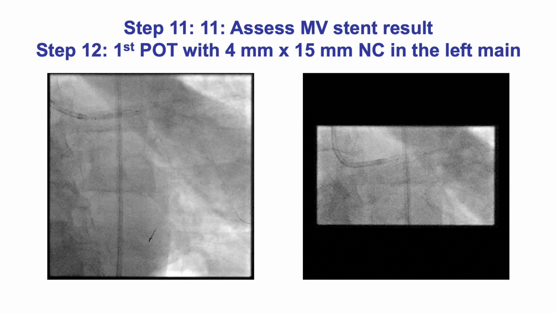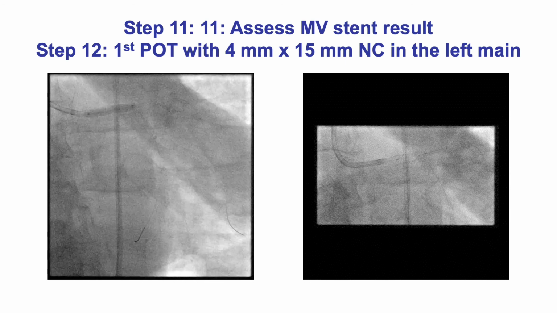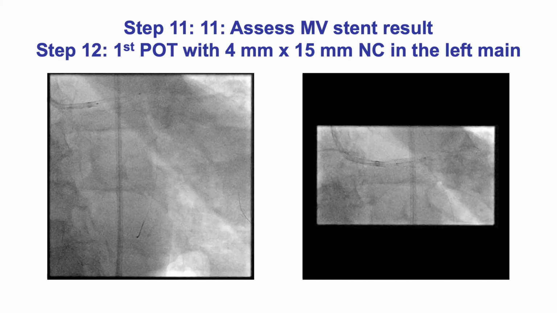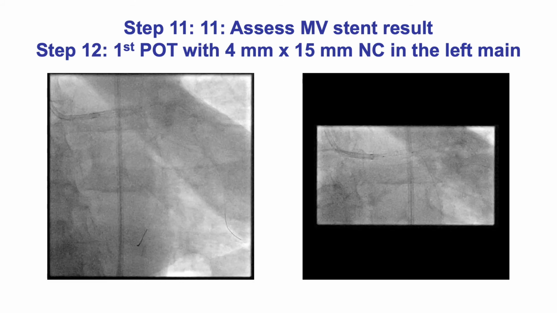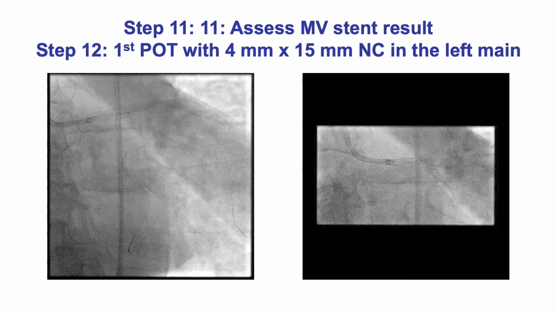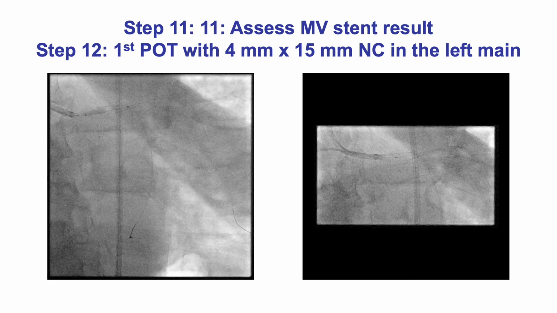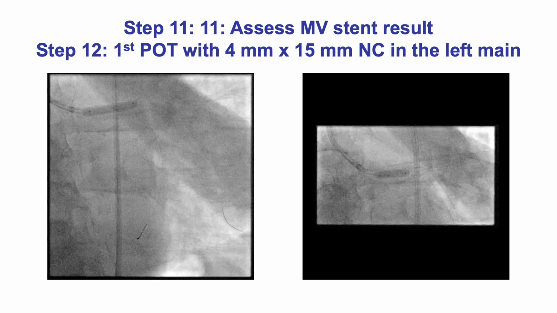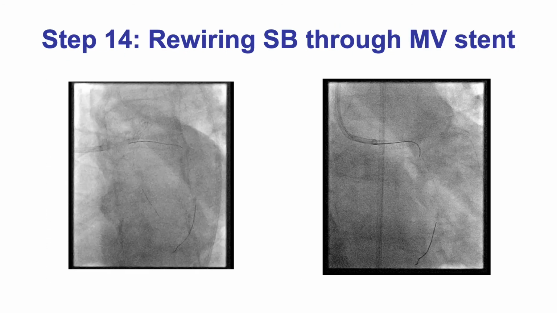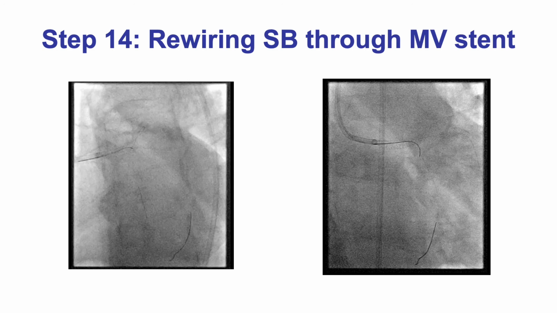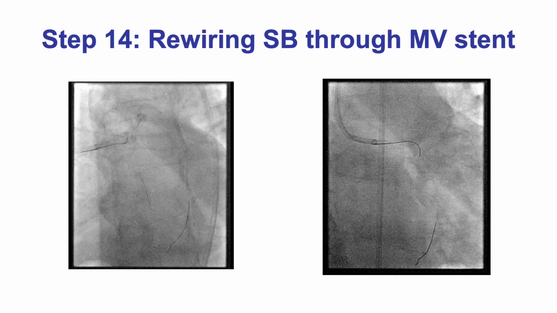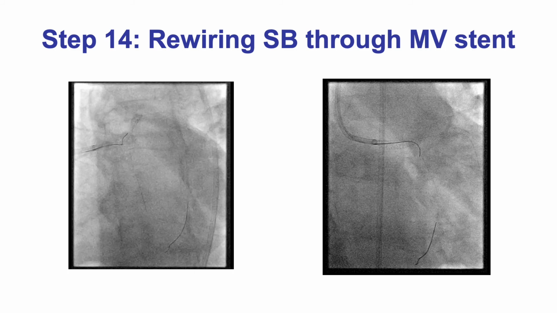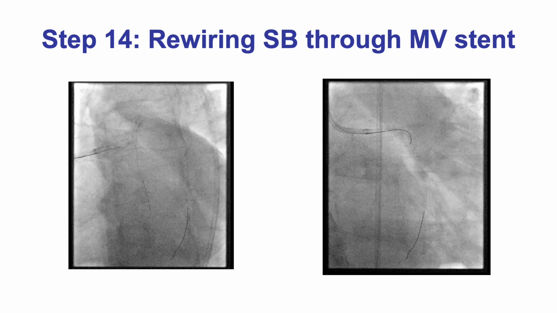distal edge dissection. And then step 12 is to perform the first POT with 4 millimeter by 15 millimeter NC in the left main. As you can see, we disengaged the guide and we were able to perform the first POT. This will be important to allow rewiring of the side branch stent. So rewire side branch stent through the main vessel balloon. This sometimes can be challenging. So initially we used a spider view, and then we were successful in the RAO caudal view.